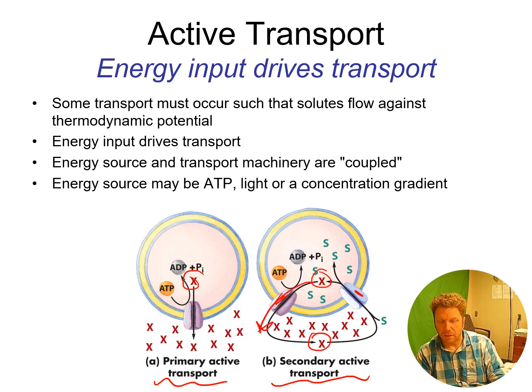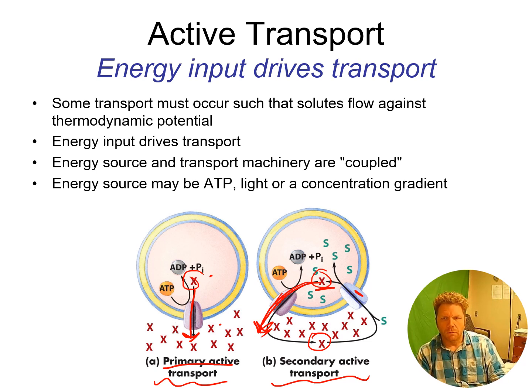So it's moving against its concentration gradient. And if I misspoke a moment ago, when talking about primary active transport, X is moving against this gradient. There's one here, and it's moving out where there's tons. If I misspoke, I apologize. So X here in secondary active transport is moving against this gradient. It's moving from a low concentration to a high concentration.